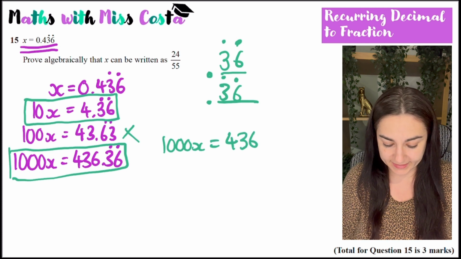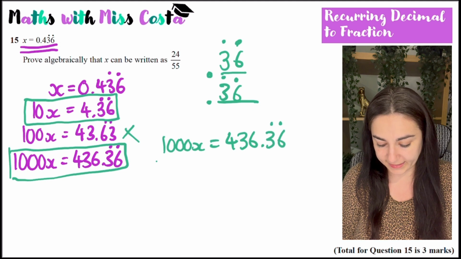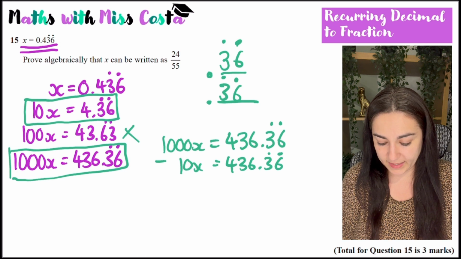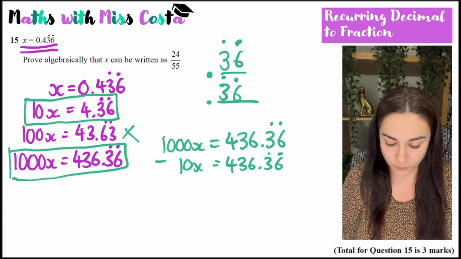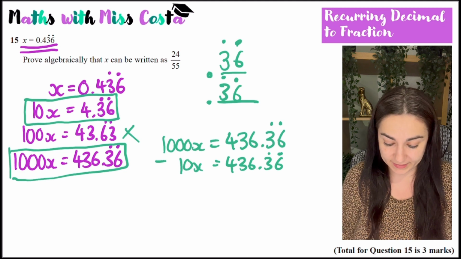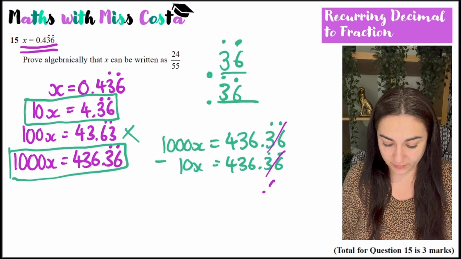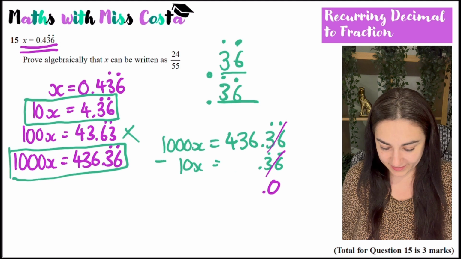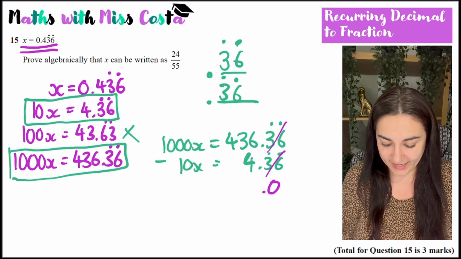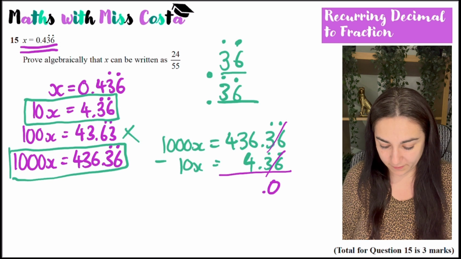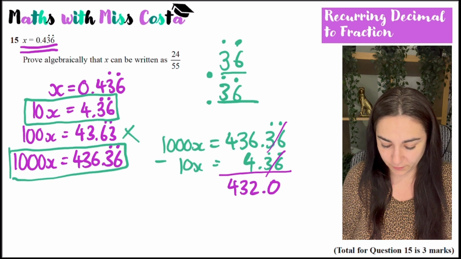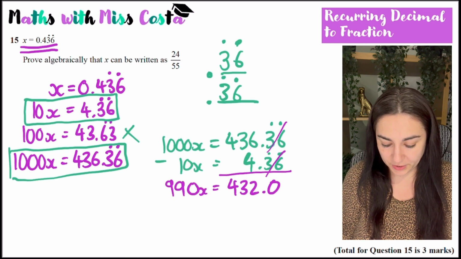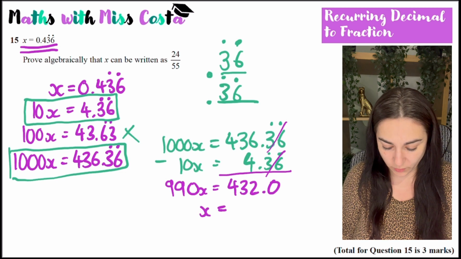So if I say 1000x equals 436.36 recurring, and I subtract 10x from it, what I end up doing is getting rid of the recurring part of the decimal, because anything take away itself gives you 0. So 0.36 take away 0.36 is going to give you 0. And, oh, I wrote that out wrong. That should be 4.36. And then 436 take away 4 is going to give you 432. 1000 take away 10 is 990. So you know that 990x is equal to 432.